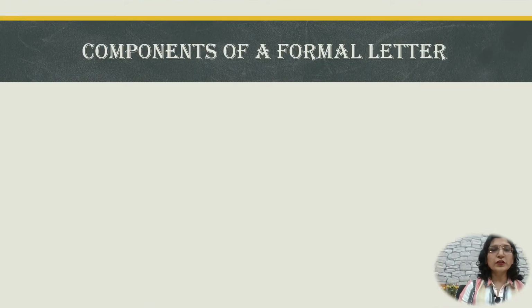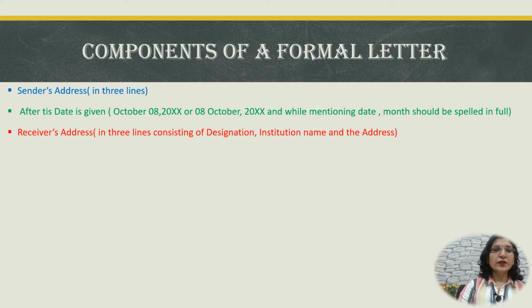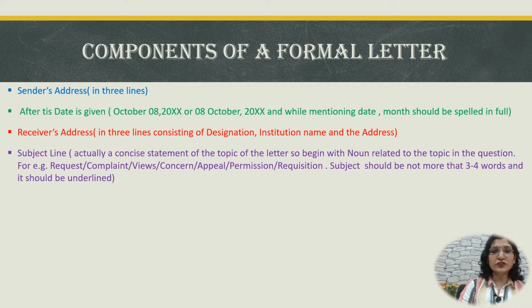First and foremost, let's discuss the parts of a formal letter, because the style of both job application and letter to the editor should be formal. And as we know, any formal letter begins with writing the sender's address at left top. Date, after this date is given, and while mentioning the date, month should be spelled in full. Receiver's address appears just below the date after leaving a line, and it consists of designation, institution name and the address. Subject line is actually a concise statement of the topic of the letter.